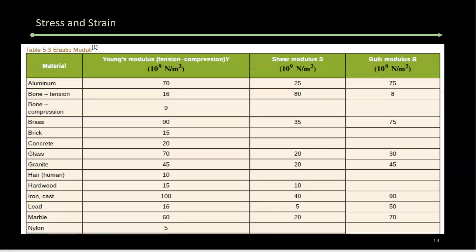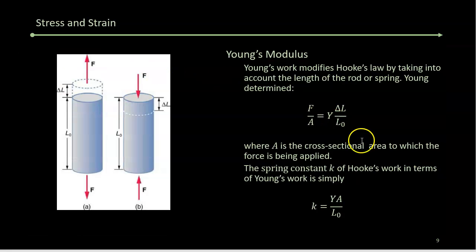Finally, some values. Young's modulus, all right, 70 times 10 to the ninth newtons per meter squared. You're like, whoa, those are big values. Yeah, those are big values. But let's look at what that means, all right? 10 to the ninth. That means your force per unit area equals 10 to the ninth times delta L over L naught. What that really means is delta L is going to be really small because this number is really big, 10 to the ninth. Delta L is going to be really small.